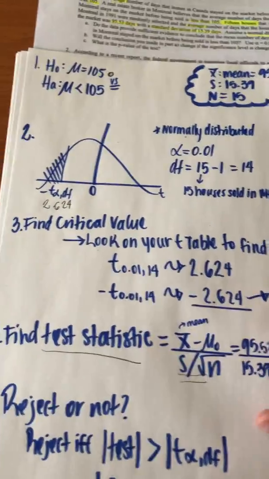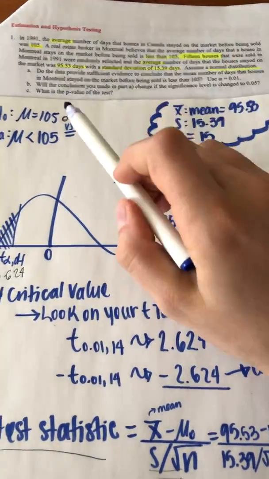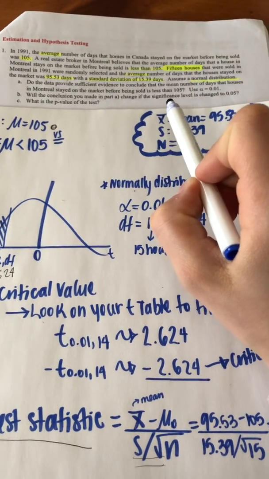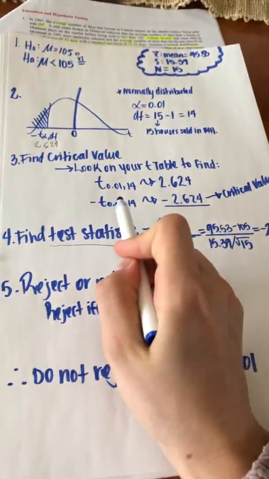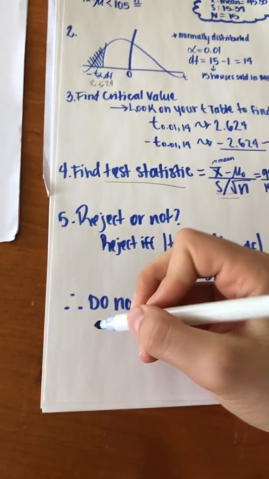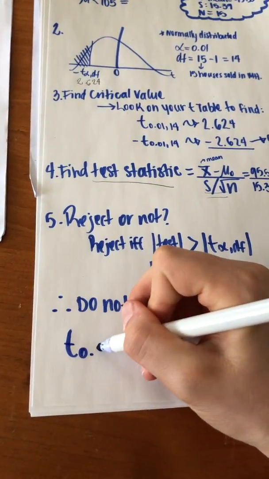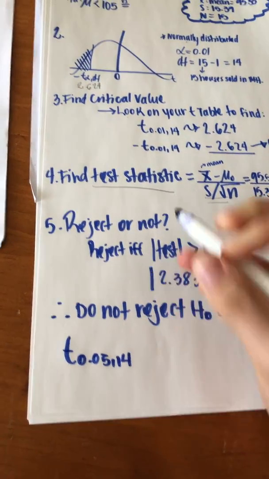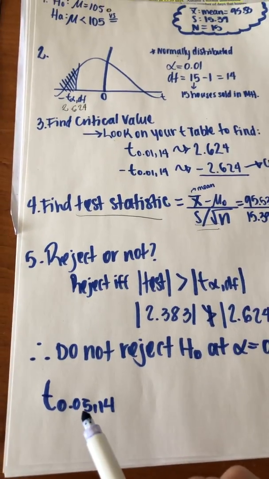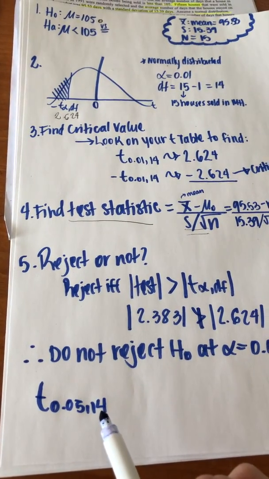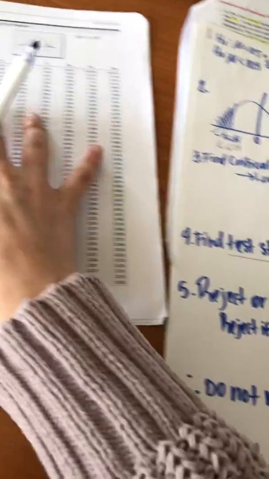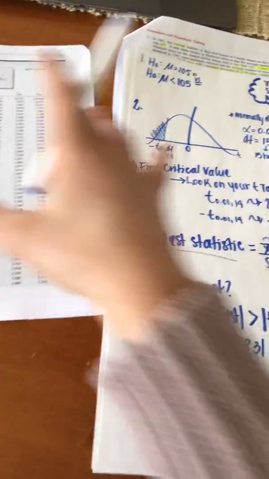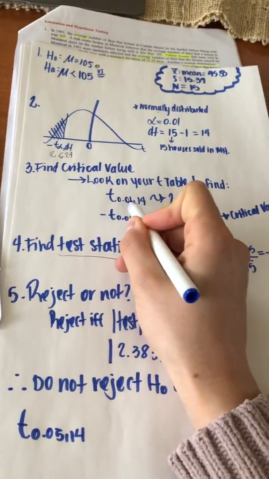And if we look at the second question over here, will the conclusion you made in part A change if the significance level is changed to 0.05? We can do it now. Yes, of course it changed, because here your critical value will change. It will be t 0.05 and degrees of freedom of 14. But the value in our t table will be different, of course, from this one, because the level of significance changed.